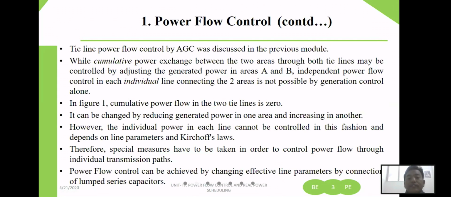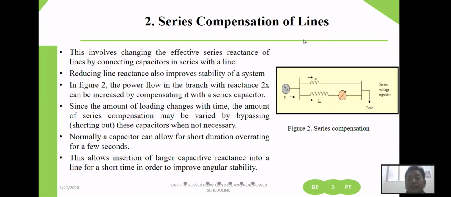There are different ways to do this. Series compensation: just connect one capacitor and try to reduce the inductance. If I connect a capacitor here, the total reactance will decrease, and then the power can be increased. Means we are changing the power flow, which means we are controlling the power.